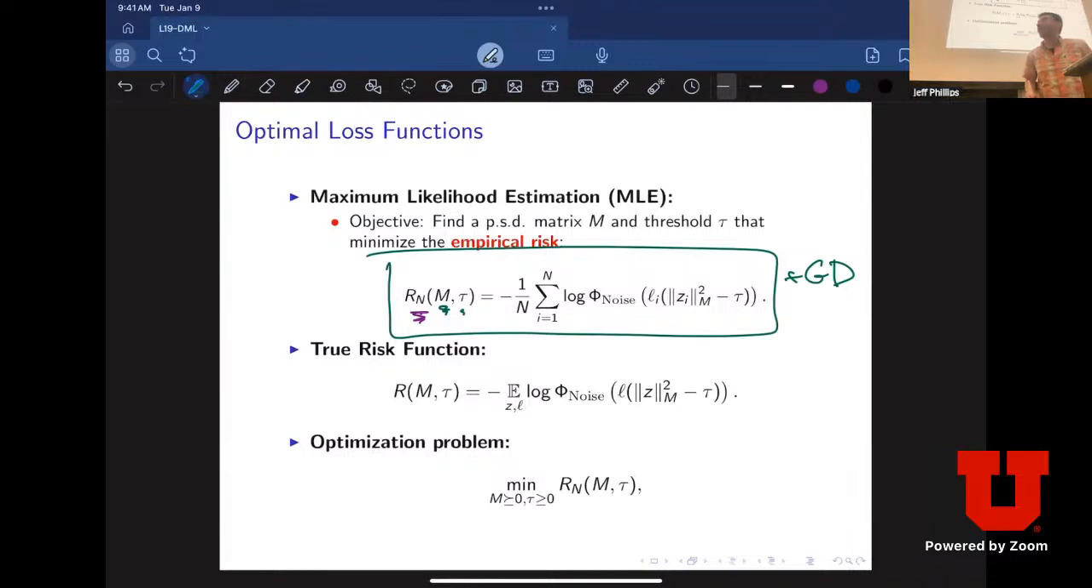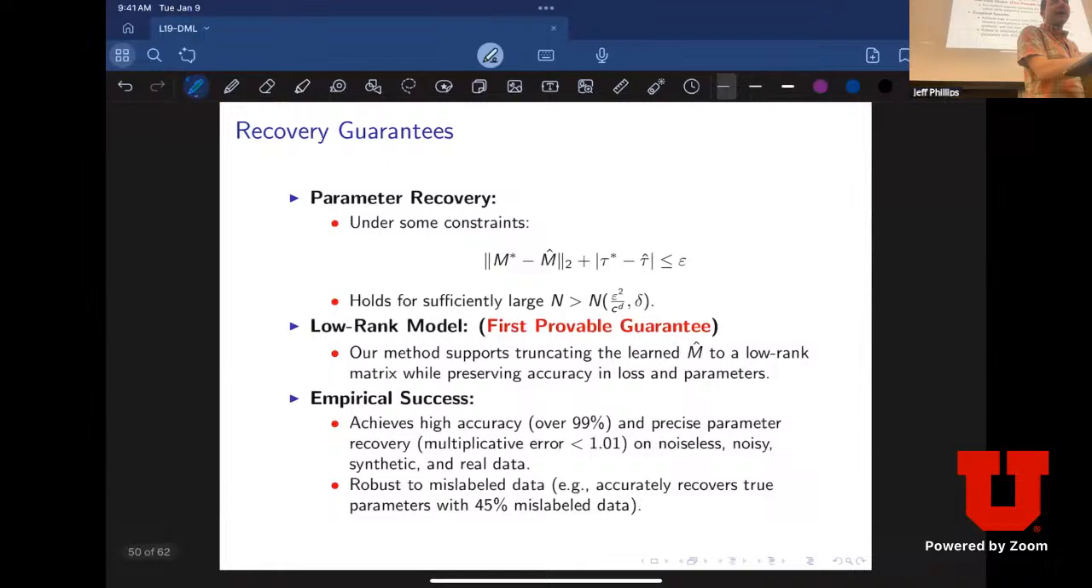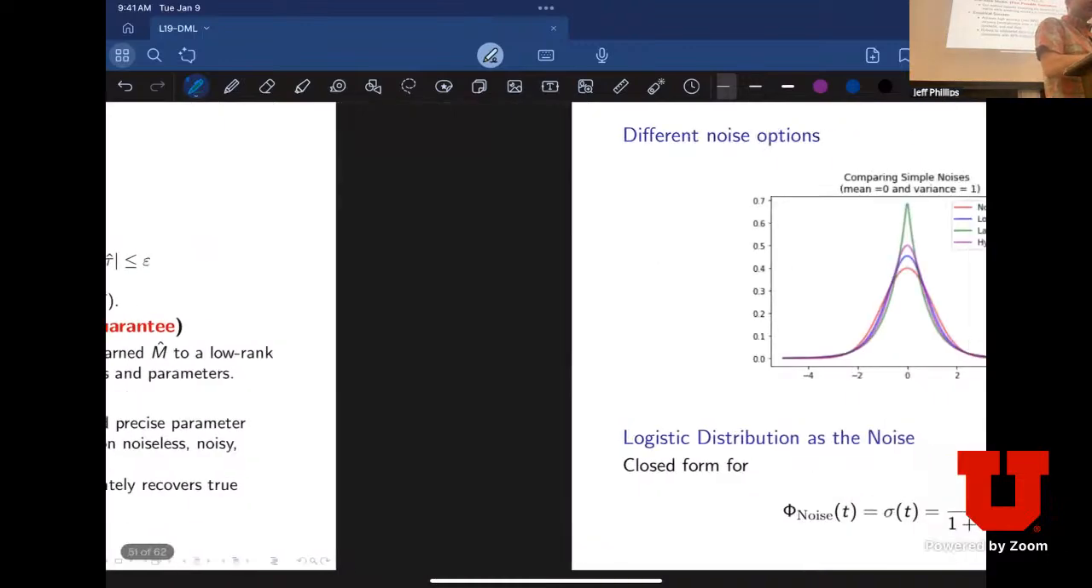Okay, so you can write down this function, and it's parameterized by M and tau, and then you can use AutoGrad if you want to, but the derivatives are not too bad to write down for certain noise functions. Like if you use the logit noise function, it becomes a form of logistic regression. And then you can run gradient descent, and that's the whole algorithm. Okay, we haven't used gradient descent elsewhere in this class, but I hope it's not something you're unfamiliar with.